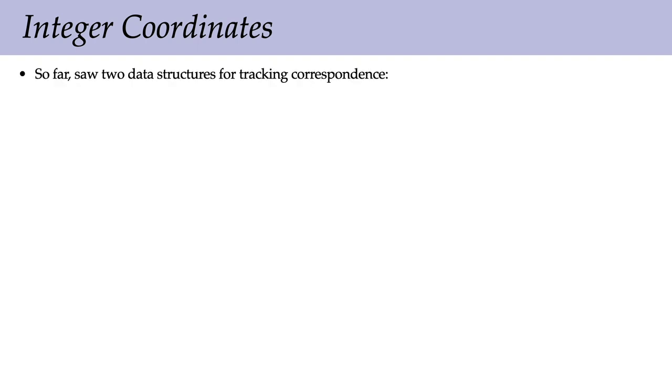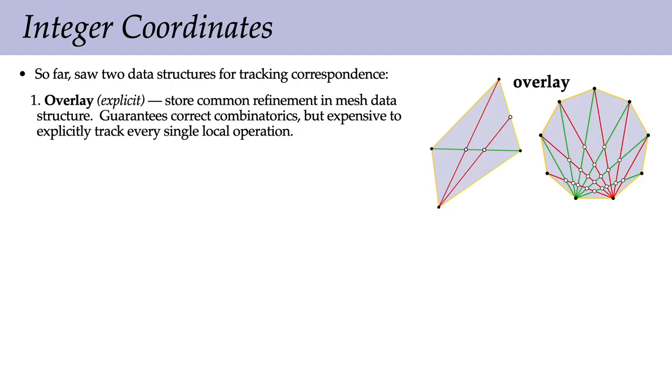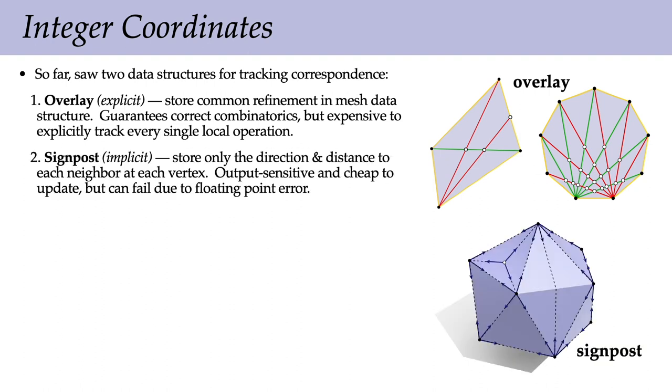Okay, so far we've seen two data structures: the overlay, which is very explicit and always gets the connectivity right, but is very, very expensive to maintain, and the signpost data structure, which is kind of implicit. It only stores a minimal amount of information, but it is prone to floating point error in these extreme cases. So a third possibility is to use a recent scheme of integer coordinates developed by Gillespie et al. And this kind of gives the best of both worlds.